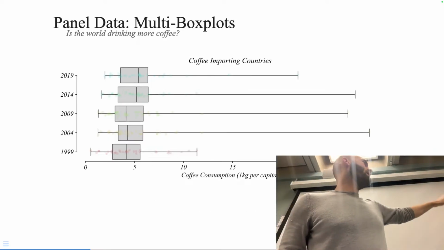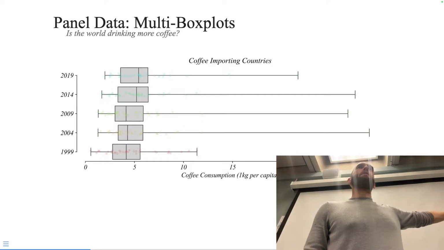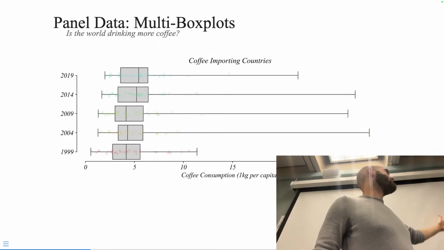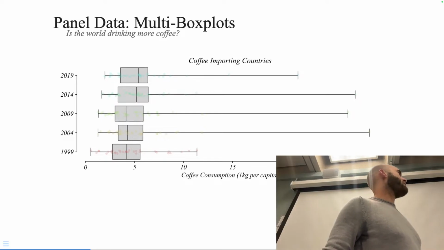Okay, so we had 5 different years, and all I'm going to do is plot out each one of the 5 boxes. And this shows us the evolution of how coffee consumption has changed between 1999 and 2019.